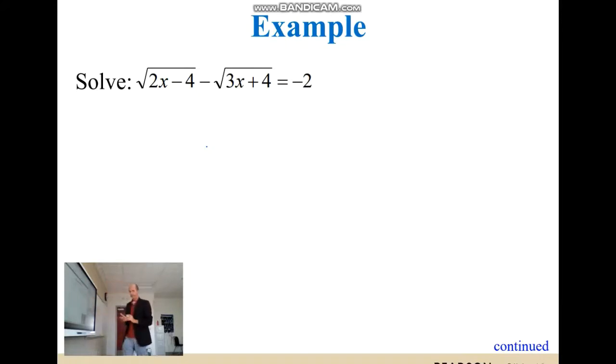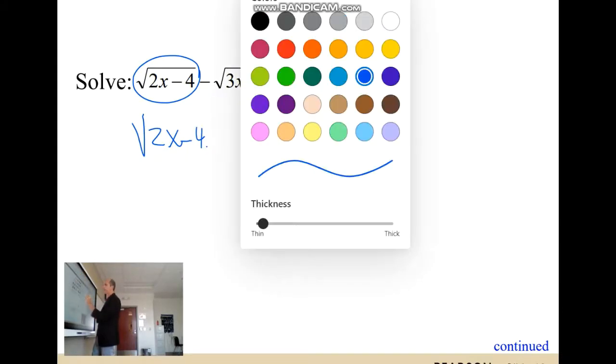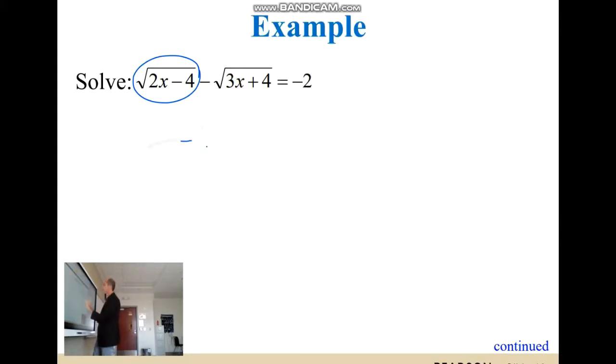And first step, isolate the square root in one side of the equation. Let's isolate this one, square root of 2x minus 4. And actually what we're going to do, we will apply addition property. Let me do this step by step, right? Not skipping steps. Let's apply addition property, and we will add square root of 3x plus 4 on both sides.